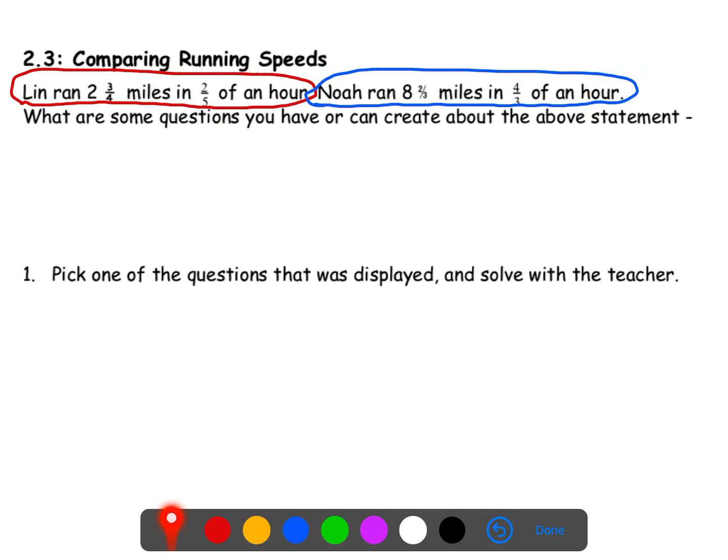Now we're going to do this question a little bit different because what we're going to do after talking about these questions is pick one of the questions that was displayed and solve with the teacher. Now I believe on your handout it says something different, but you're going to solve that question on your own. So that's what I want you to do right now. I want you to pick a question and let's maybe narrow it down to a few questions. So we could be asking ourselves, what is their speed? We could be asking, who's faster?